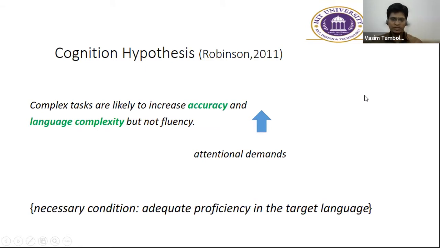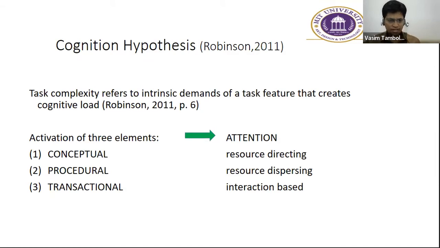with the Cognition Hypothesis, Robinson states that a gradual sequencing of tasks from simple to complex will help learners achieve better output. It is because the human brain has multidimensional attentional resources, and for this the necessary condition is minimum, or adequate, proficiency in the target language. He discusses task complexity, which refers to intrinsic demands of a task feature that creates cognitive load, and he has categorized it into conceptual complexity, procedural complexity, and transactional complexity.